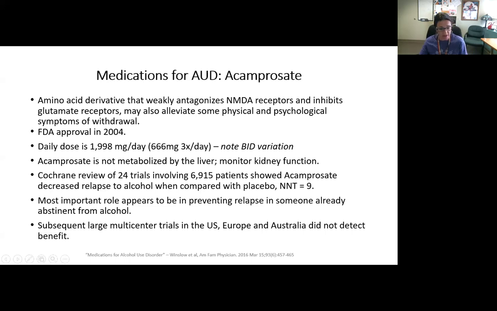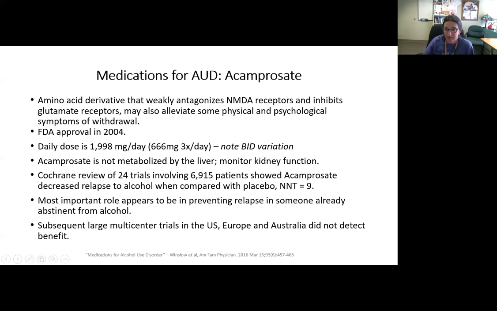So next we'll talk about the second FDA-approved med, acamprosate, which is an amino acid derivative that weakly antagonizes those NMDA receptors. In so doing, it can also help alleviate some of the physical symptoms of withdrawal. It was FDA approved a little later, in 2004. Its daily dose is a little bit wonky because it's 2 pills 3 times a day, although if that's a hard schedule to go by, it can be taken as 3 pills twice a day.